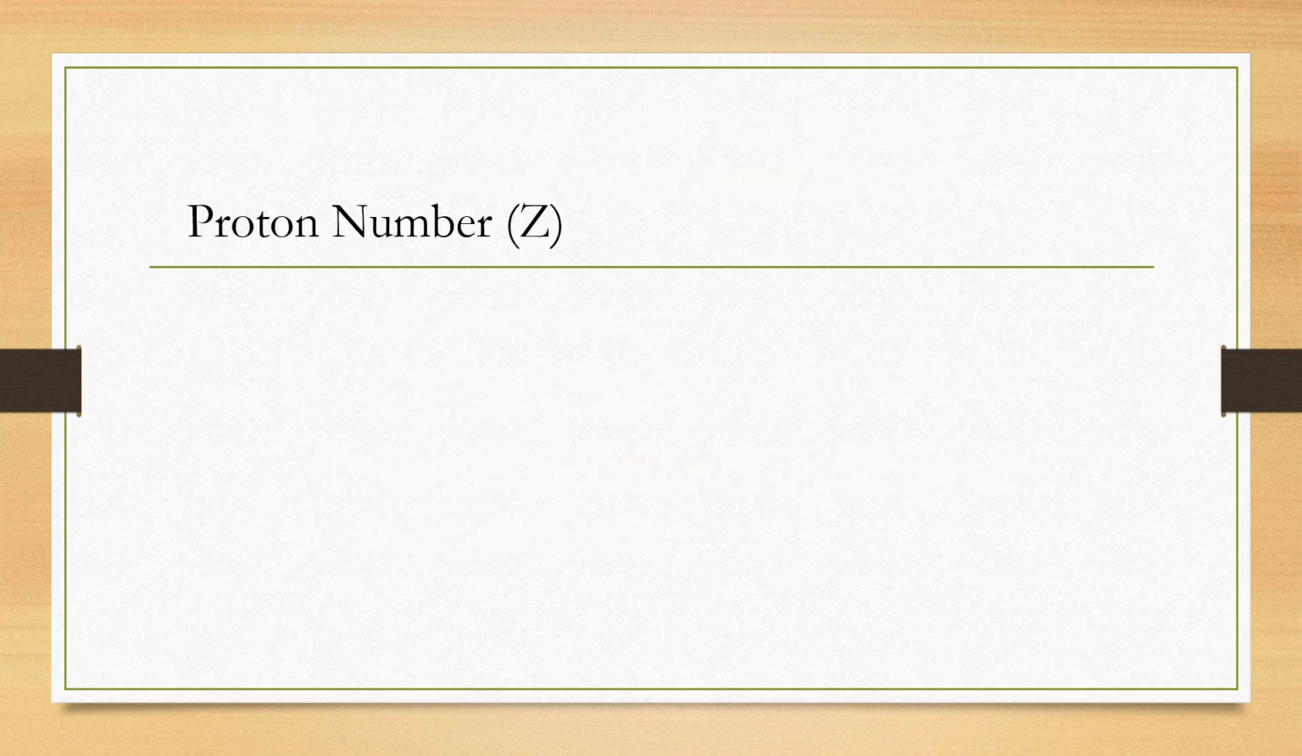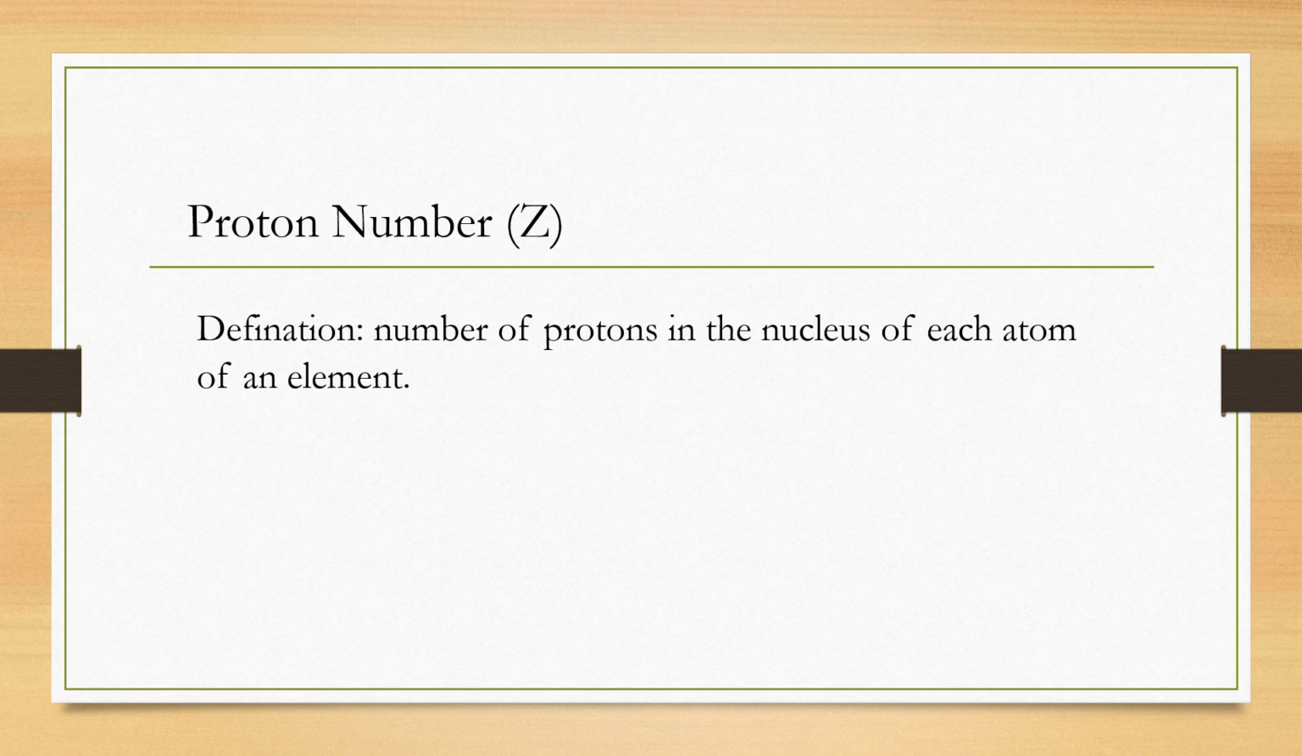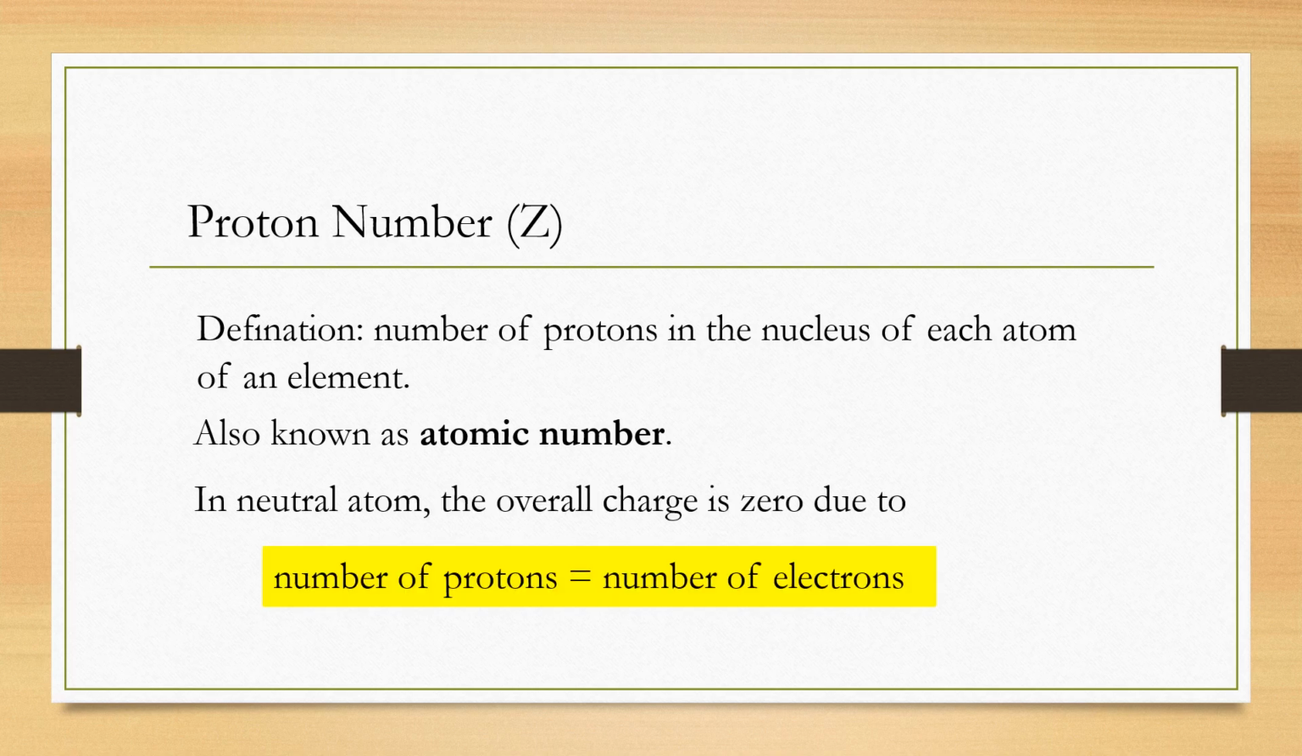Proton number. Proton number is denoted by symbol Z. It can be defined as number of protons in the nucleus of each atom of an element. Proton number is also known as atomic number. In neutral atom, the overall charge is 0 due to the number of protons being equal to the number of electrons.